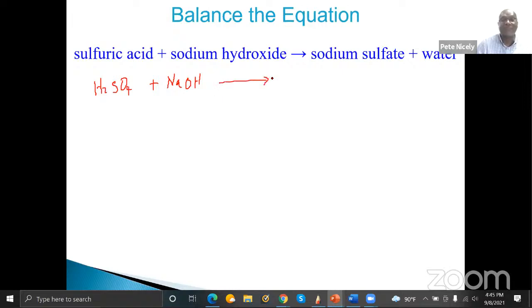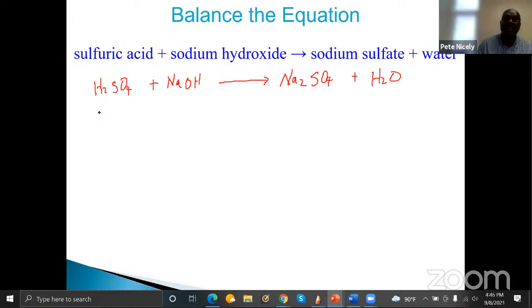reactants. And then on the product side, based on the rules that we learned earlier, the formula for sodium sulfate would be Na2SO4, and everybody knows the formula for water, which is H2O. So basically what we have done here is written down the unbalanced equation.